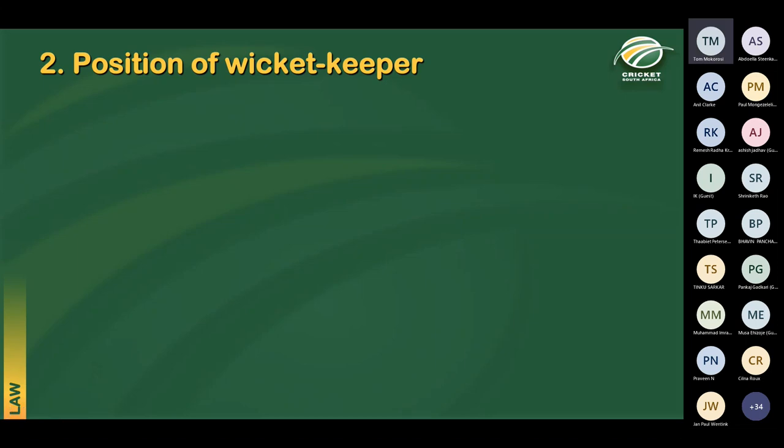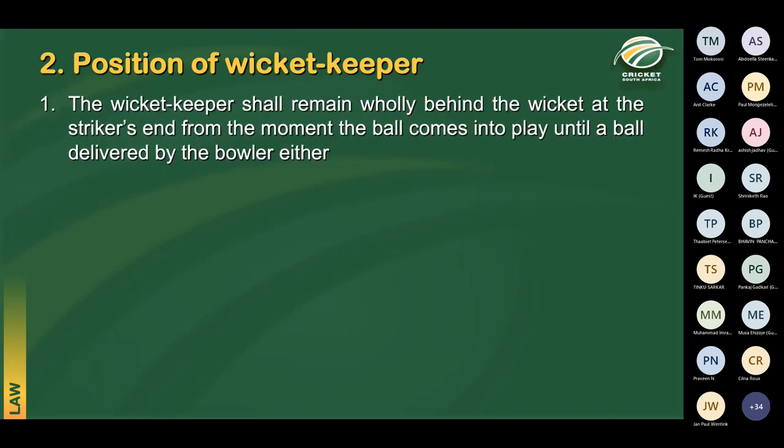The position of the wicket keeper, I've touched slightly on. The law has more requirements as to where a wicket keeper should stand. The wicket keeper shall remain wholly behind the wicket at the striker's end from the moment the ball comes into play until a ball delivered by the bowler. Now, when the law says the wicket keeper shall remain wholly behind the wicket, that does not mean that the wicket keeper has to be in line with middle stump behind the striker's stumps. All this means is that the wicket keeper shall be entirely behind the bowling crease. So we're not talking about the line of the wicket keeper here. We're talking about the length, as it were.